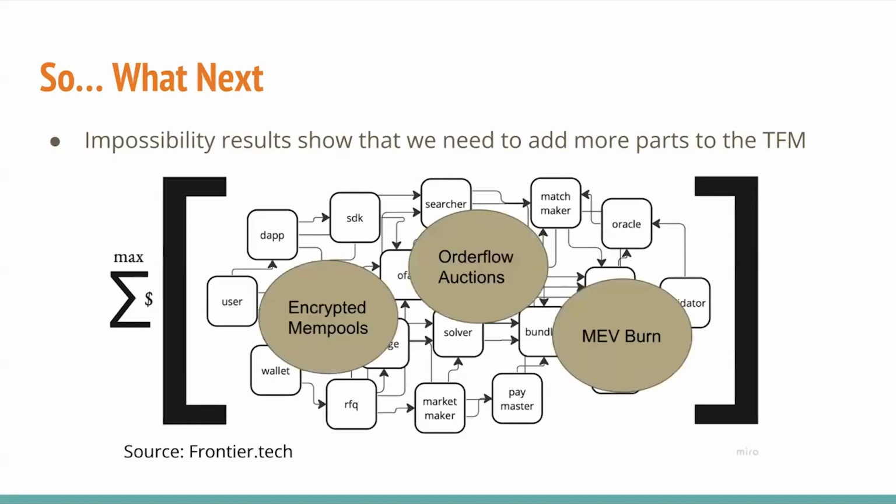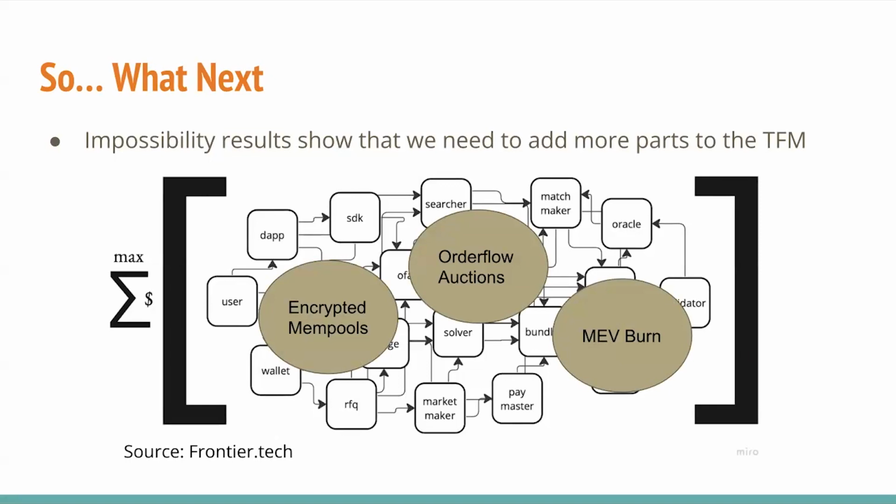In practice, there are things we can do, right? We have encrypted mempools, and we'll talk about how that muddies the block producer's valuation a bit. We have order flow auctions, which gets to the idea of how searchers have to compete with each other, and how they might actually reveal some of the MEV value to the protocol.